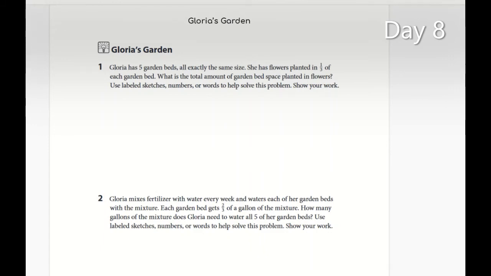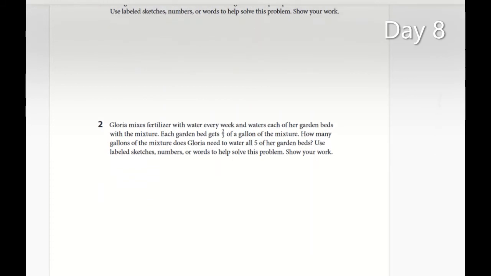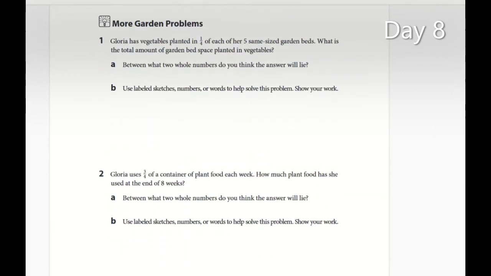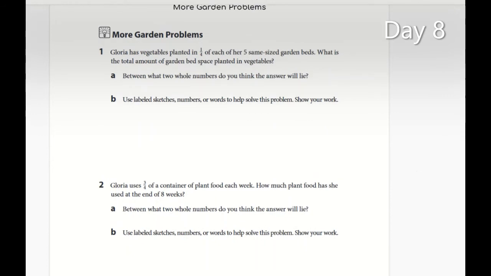For day 8, we have some word problems based on Gloria's Garden, where you're basically just taking fractions and repeating addition with them. So you have 1 and 2 here to read carefully, and then the next page for day 8 is very similar. And for the second page, you're just going to show your thinking with sketches, numbers, words.